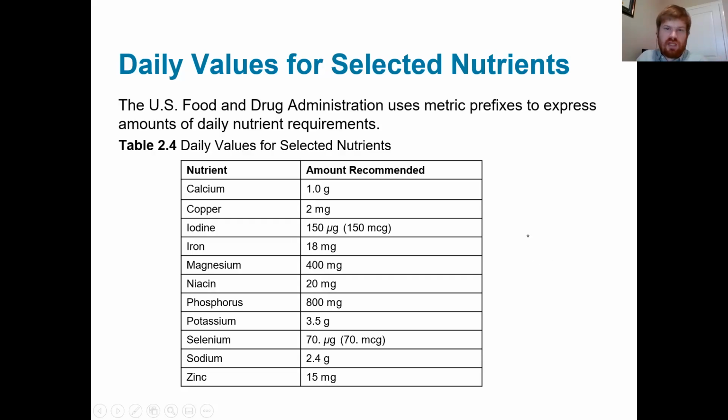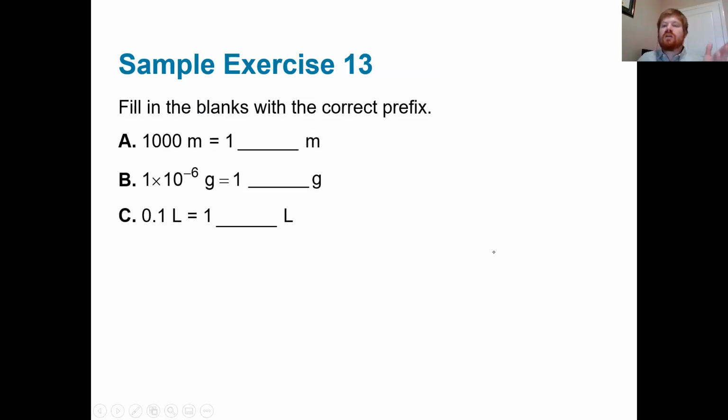So you can look at, for example, your recommended daily amounts. Look at the back of your cereal box when you're eating your cereal, and you'll see all these different units listed depending on what you need. Okay, so sample exercise number 13. This isn't really too much of a challenge.